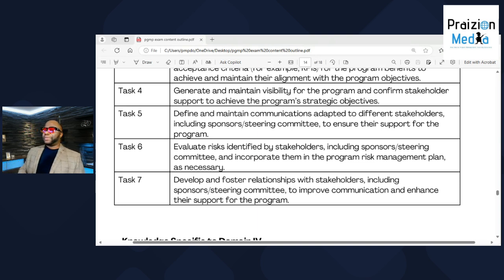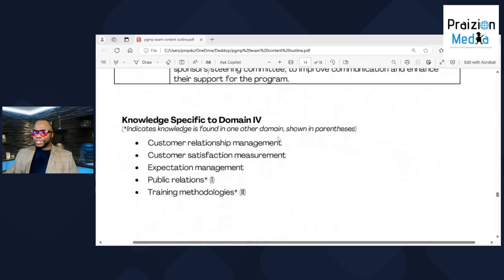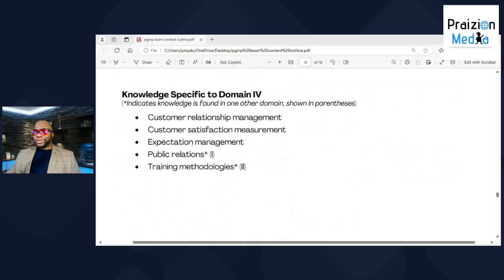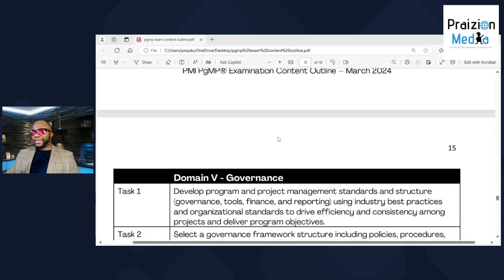Number seven, develop and foster relationships with stakeholders, including sponsors, steering committee, to improve communications. And that takes intentionality, right? To develop those relationships. So here we're talking about relationship management with the customer, satisfaction measurement, expectation management, PR, training.